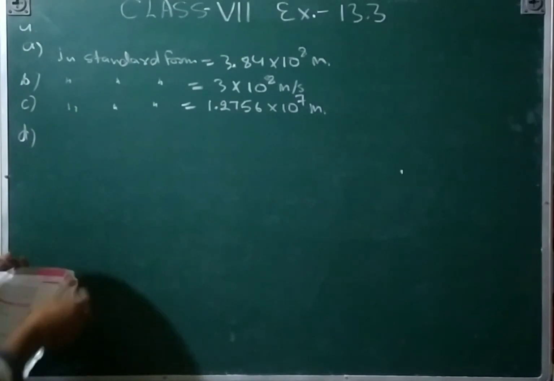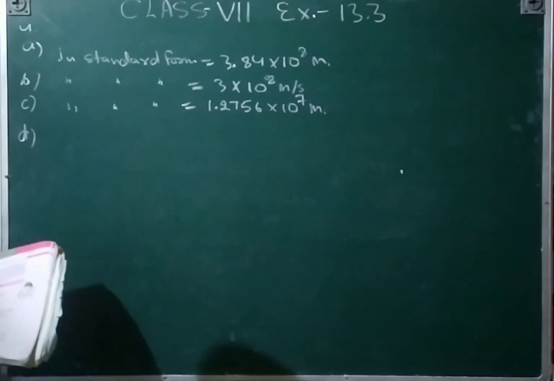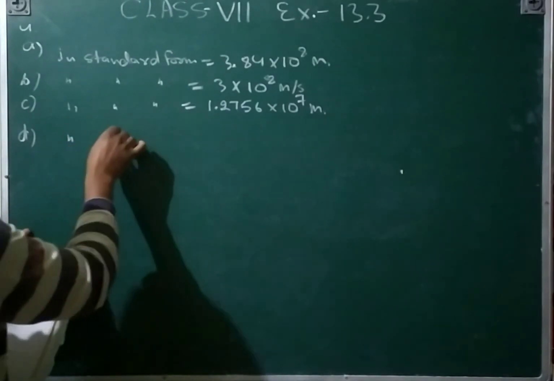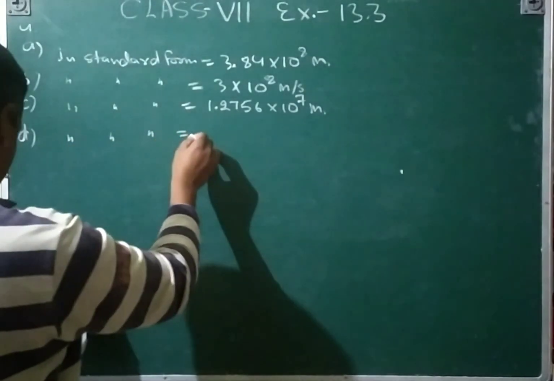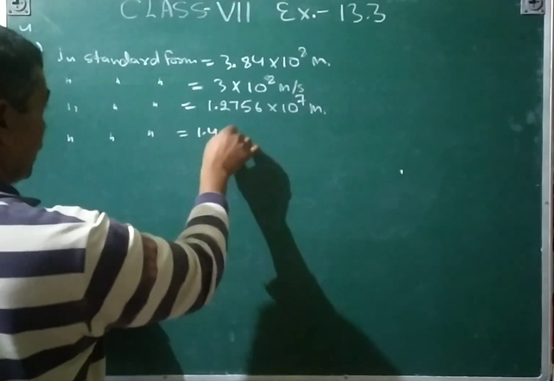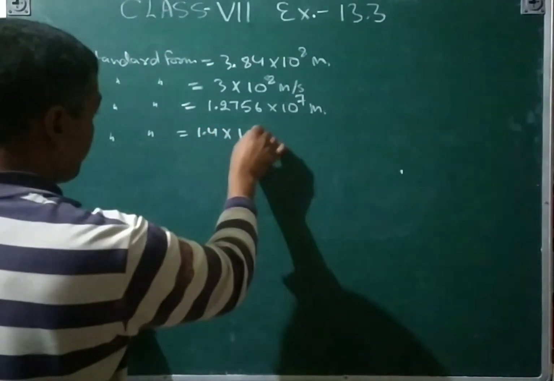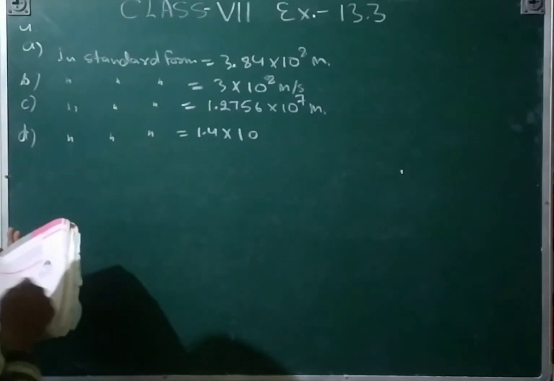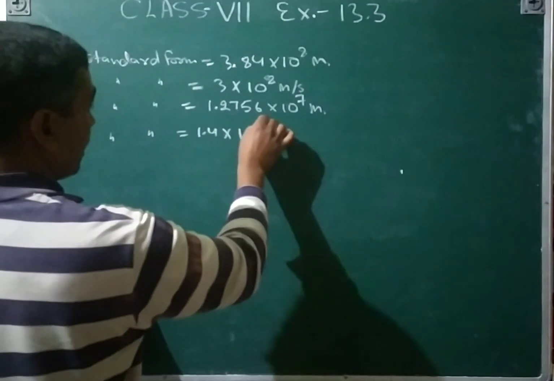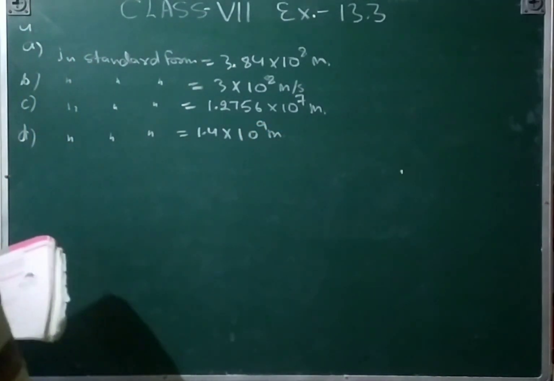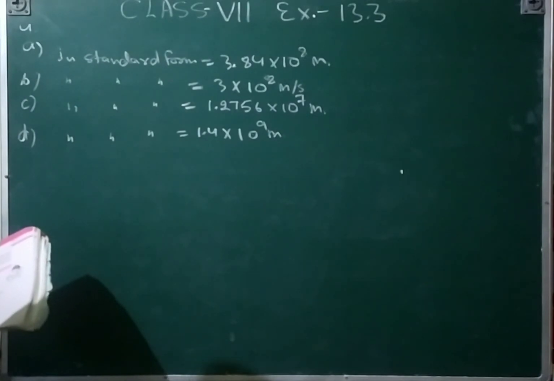D part, the diameter of the sun is that much in meter, so in standard form that will be 1.4 into 10 power. How many power will become here? 3, 6, 9 meter. That will be 9 meter.